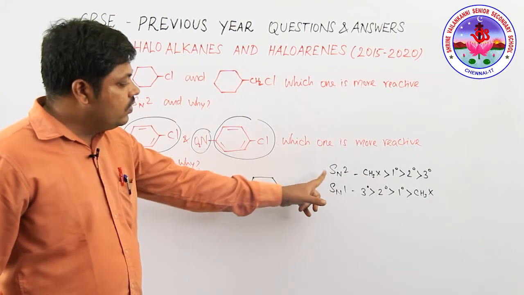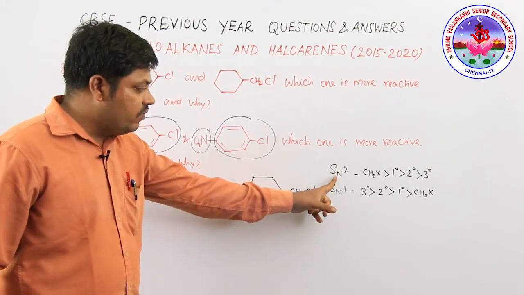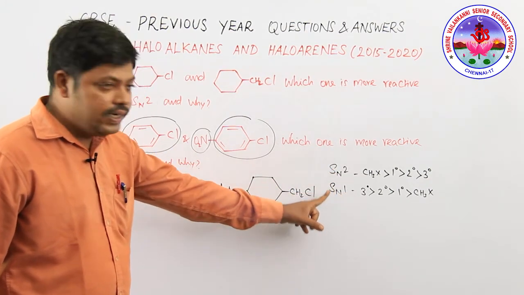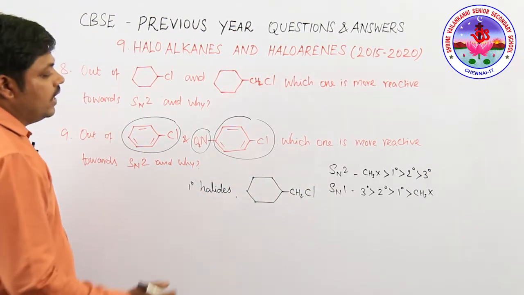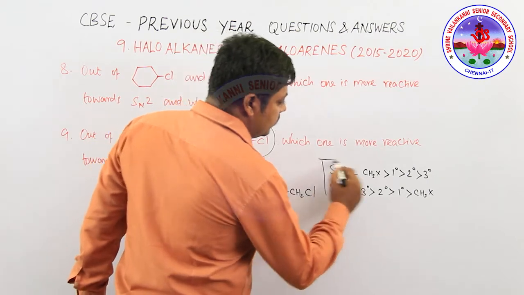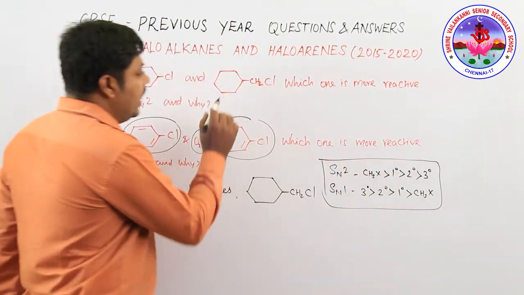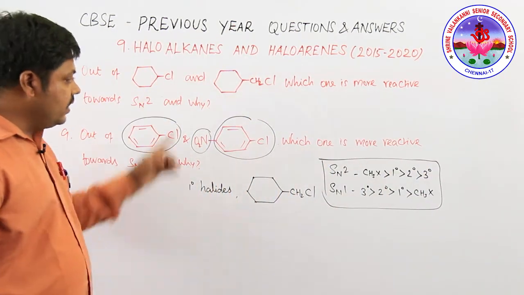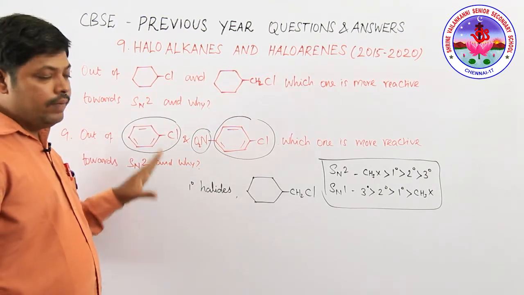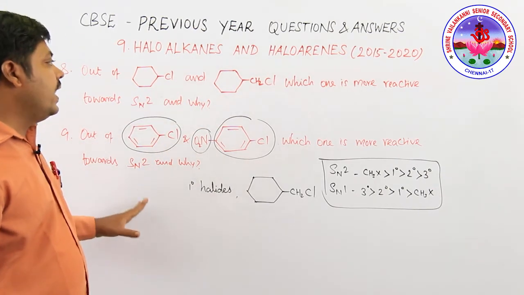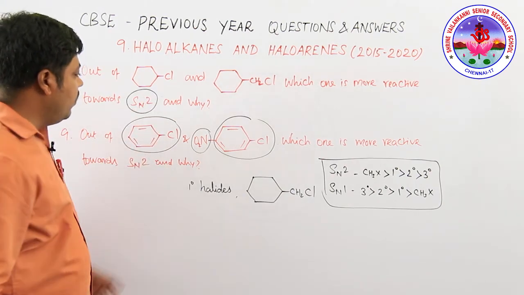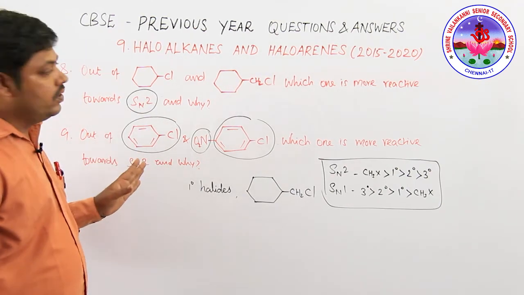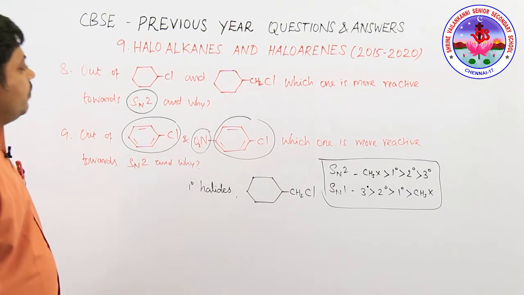Okay, SN2 gives inverted configuration, and SN1 gives retention of configuration. So you just have to remember this, then you can easily answer this type of question, whether the given halide is primary, secondary, or tertiary halide. Then after that you have to check whether the reaction is faster for SN2 or SN1. Okay, then you can easily answer this type of question.